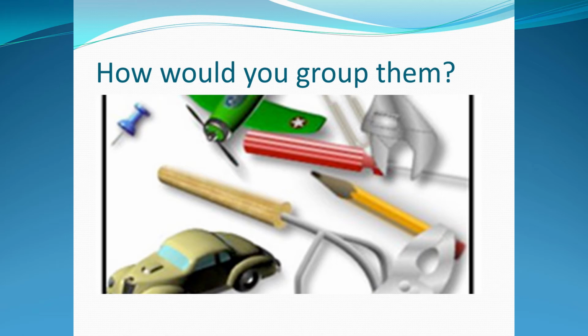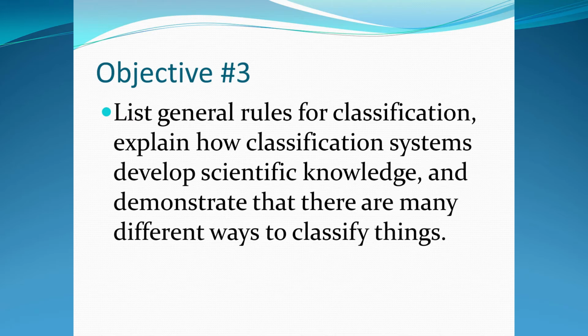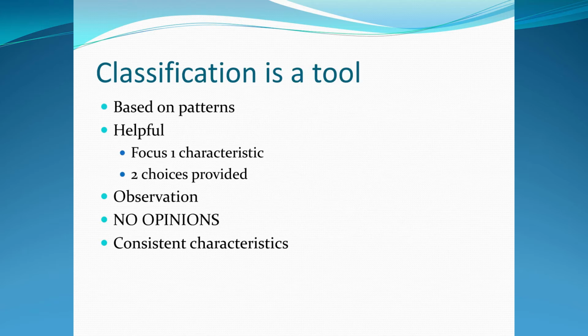Essentially, you will need to find a way to divide a number of objects into 2 groups and explain how you put each one in each group. For objective 3, you need to tell me the rules for classification, how we gain knowledge in science using it, and be able to show that you can classify things in different ways. So classification is essentially a tool. It's based on patterns or things that we observe.